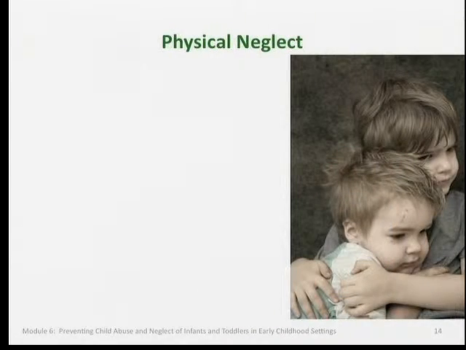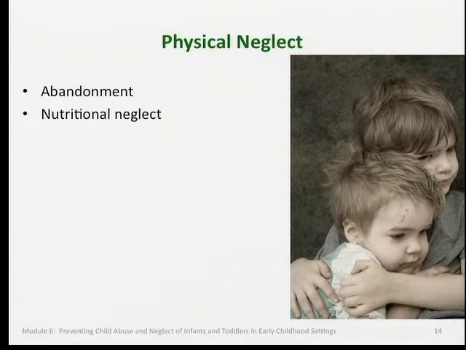There are several forms of physical neglect. Abandonment includes deserting a child without arranging for reasonable care and supervision, refusing to take custody of a child who is under your care, and repeatedly leaving a child in another's custody for days or weeks at a time.